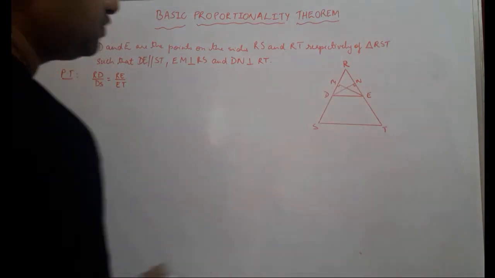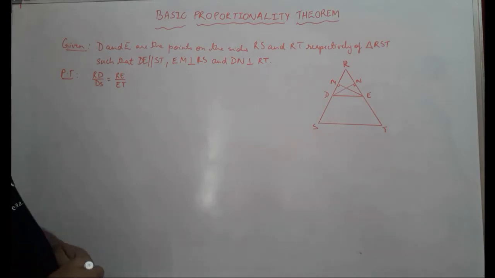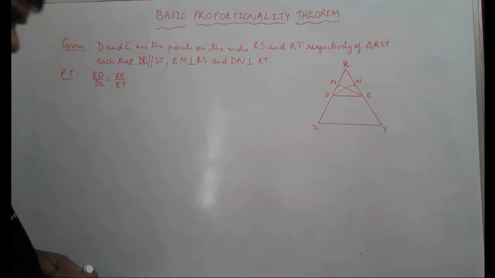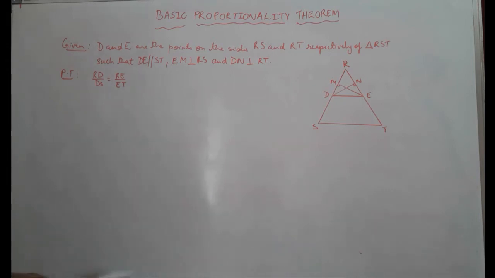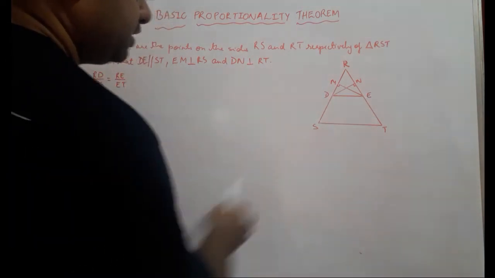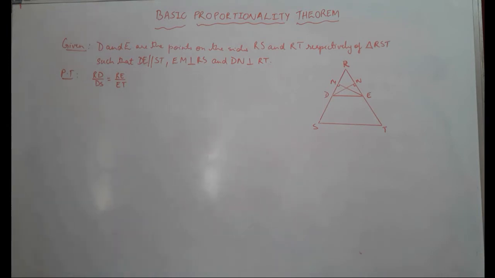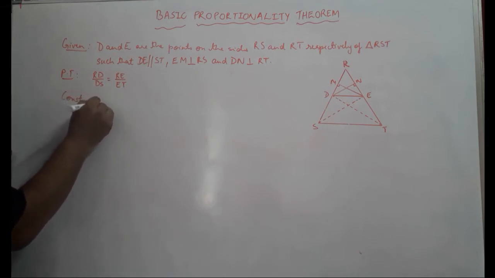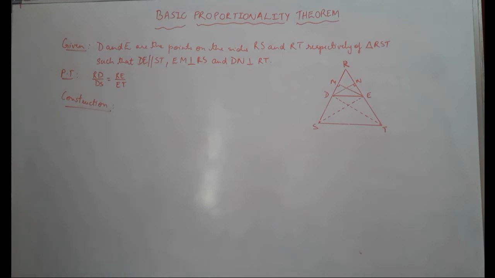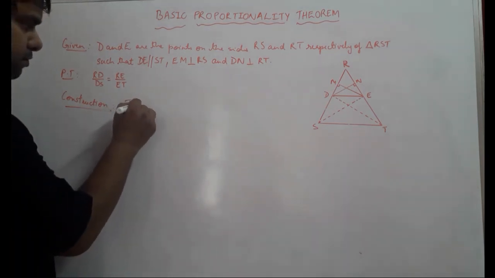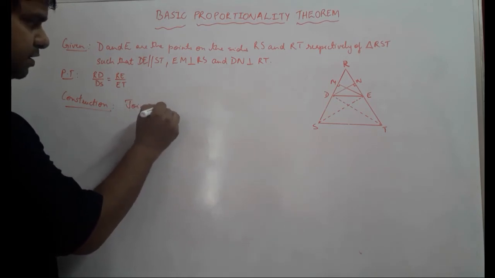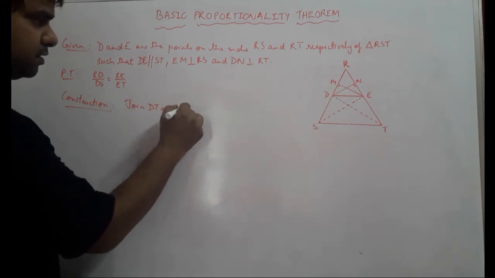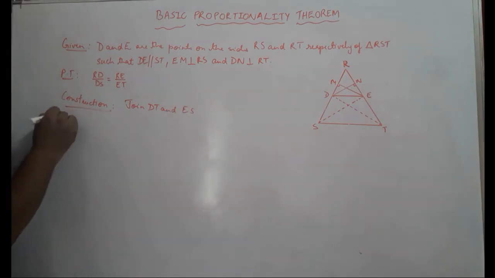So before we begin with the proof, we have to do a small construction, and that is we will have to join DT and ES. So let us do that. That's how we do it, and we write over here construction: join DT and ES. Now we begin with the proof.